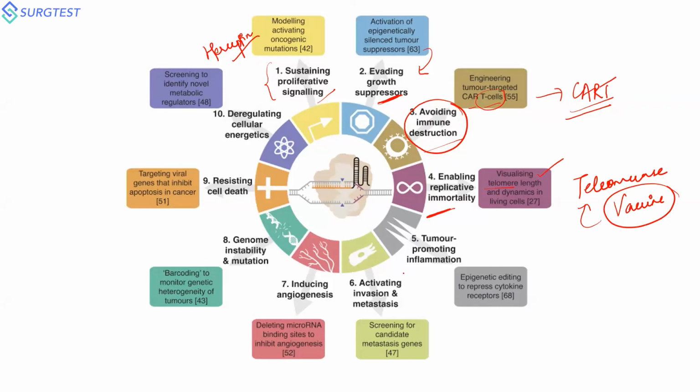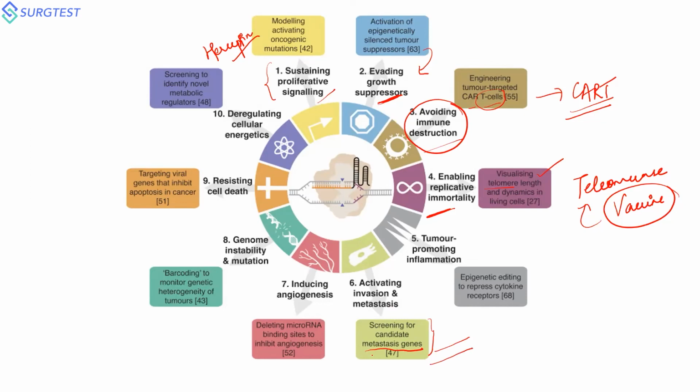Growth promoting inflammation, again epigenetic editing and cytokine mediated changes have been studied under research to promote cell death. And invasion and metastasis, you can identify early presence of metastatic genes and you can inform your patients whether he or she is at a risk of getting a metastatic recurrence at a later age. By identifying a screening candidate, you can keep the patient on more aggressive follow-up if the patient has a particular genetic alteration which is responsible for metastasis.